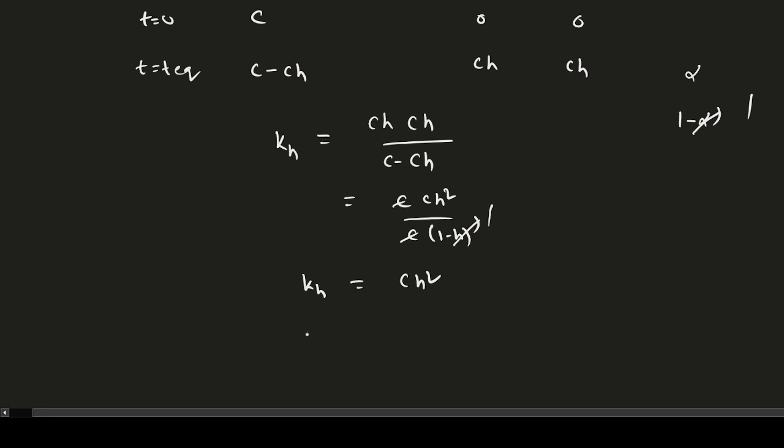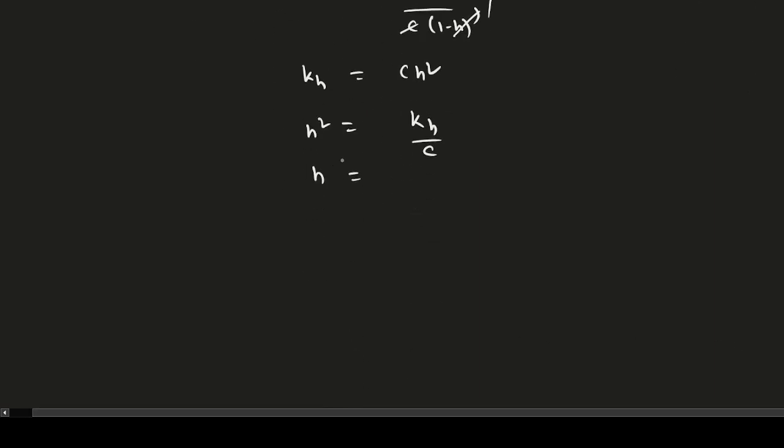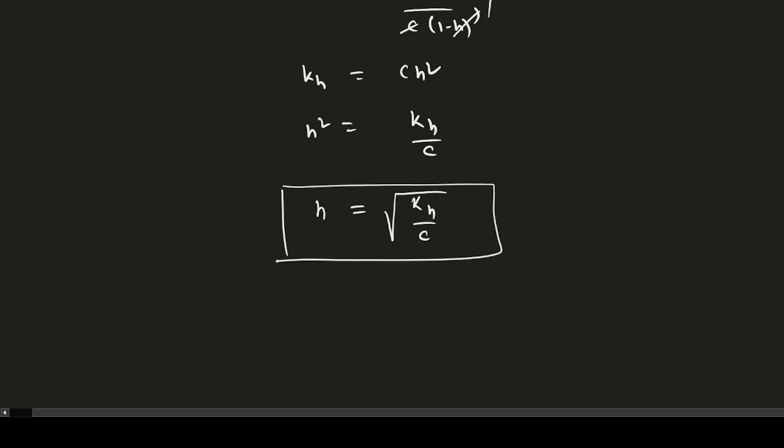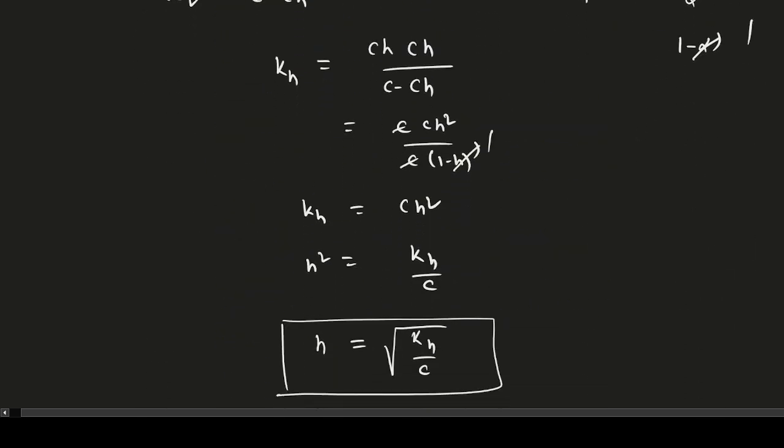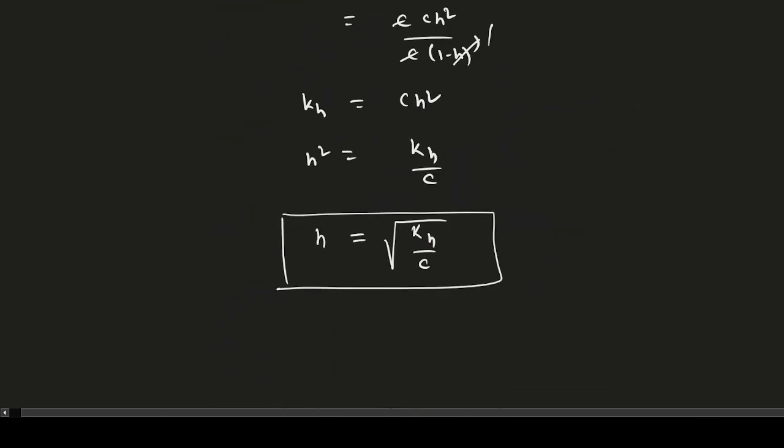So h square equal to Kh by C, and h equal to root over Kh by C. This is the value of h.